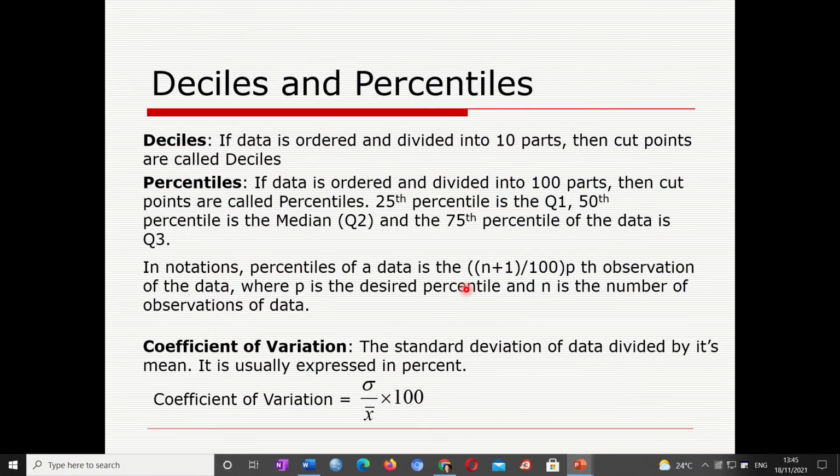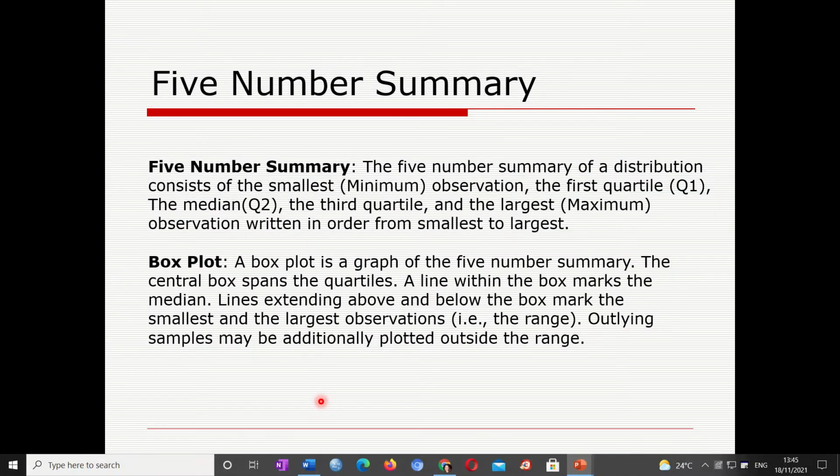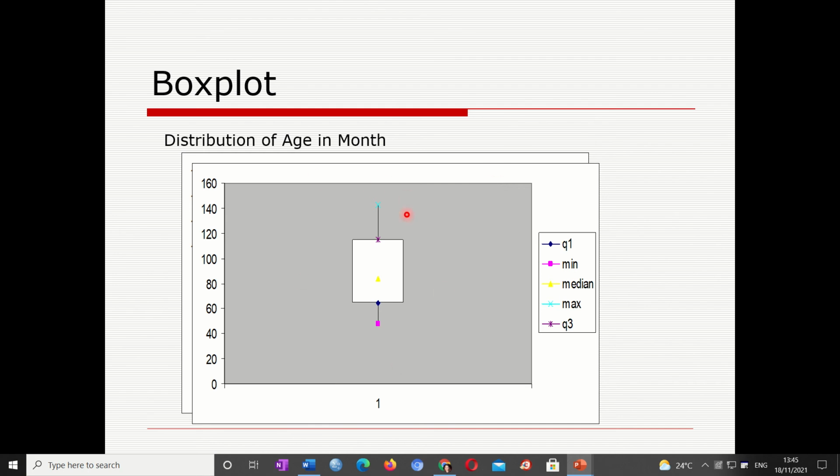Yes, now the coefficient of variation is the standard deviation of data divided by its mean. Okay, now how do we find standard deviation? It's the square root of variance. Okay, and here we can express it. This is the mean. Okay, and this is the coefficient of variation definition here. Yes, we have box plots. We have the 5 number summary. We can represent it in quartiles. Here, this is a box plot.